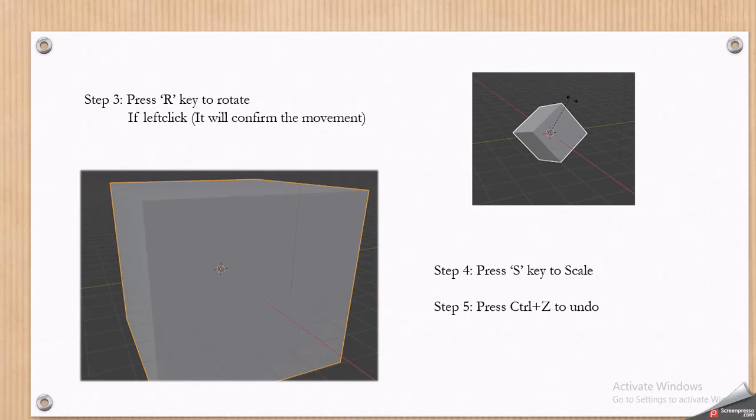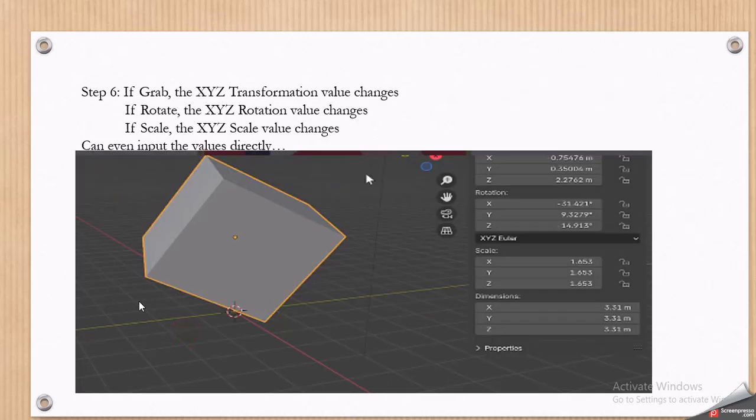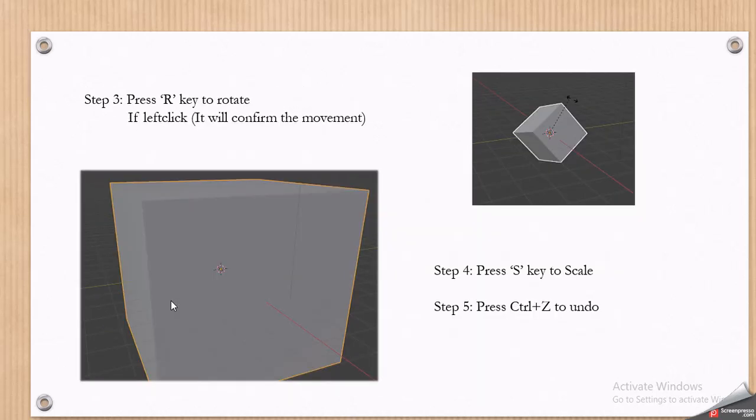And next is, as I said, resizing. Resizing here they call scaling, and if you press S, we can resize the cube. Here in this output you can see the cube has been expanded. That is using the S key, and we can also use Ctrl Z to undo any operations.